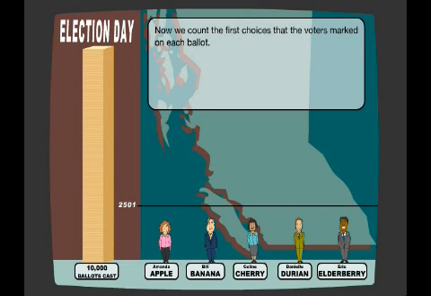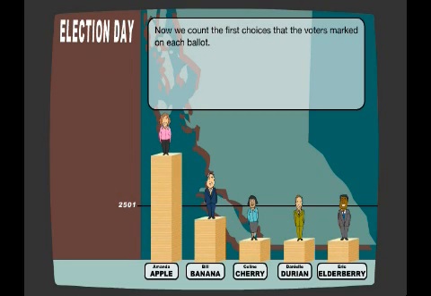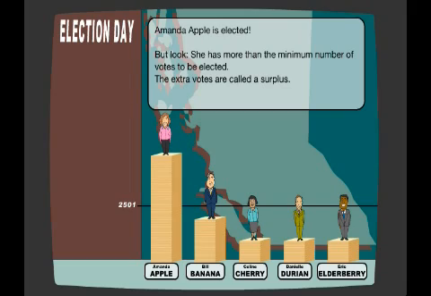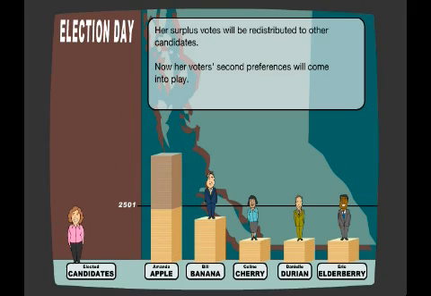Now we count the first choices that the voters marked on each ballot. Amanda Apple is elected. But look, she has more than the minimum number of votes to be elected. The extra votes are called a surplus. Her surplus votes will be redistributed to other candidates. Now her voters' second preferences will come into play.